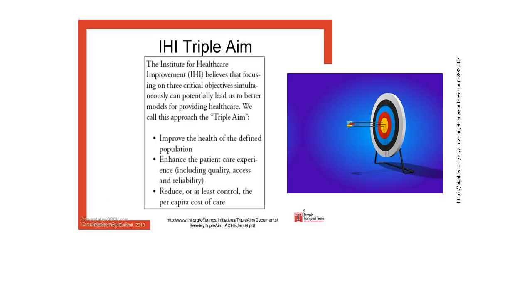To address this problem in our current healthcare system, several organizations at the national level have come together to try to problem-solve ways to improve patient safety, reduce medical errors, and improve the overall competence of care. Specifically, the Institute for Healthcare Improvement has identified the triple aim. With the triple aim, we're looking to improve the health of a defined population, enhance the patient care experience, and to reduce or at least control the per capita cost of care.